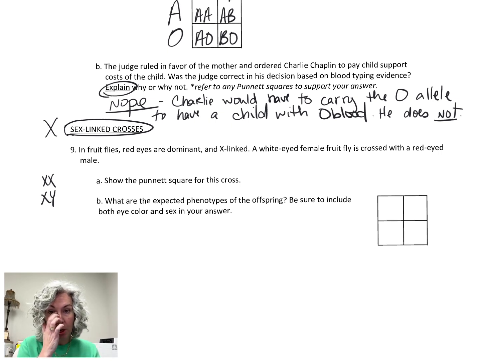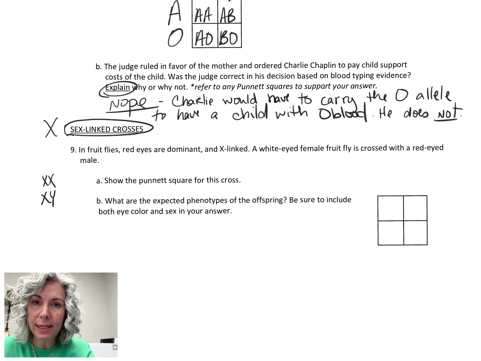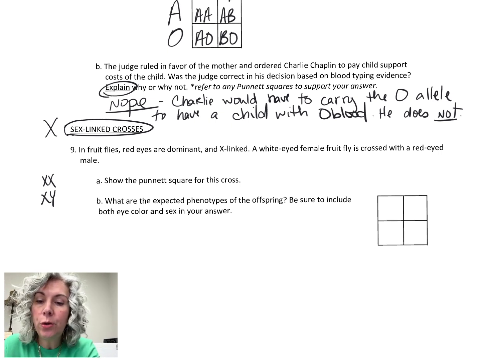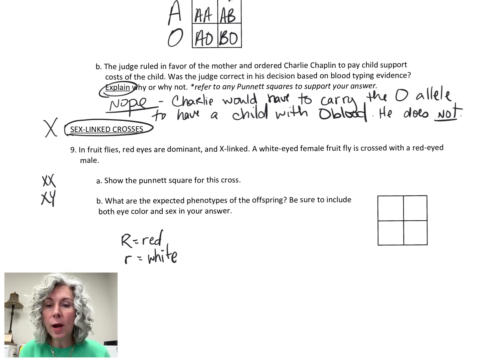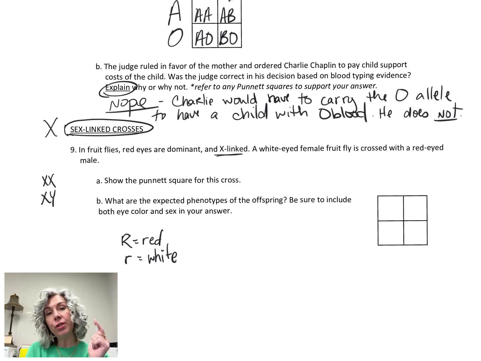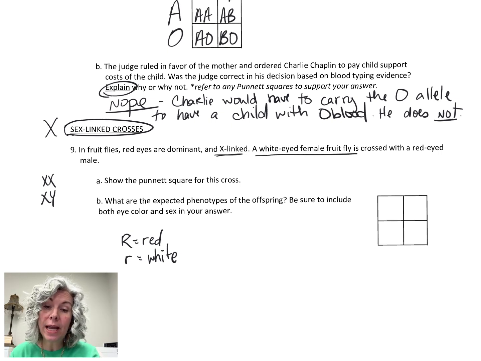All right, so here we go. Red is dominant to white. So we can use our basic key where capital R would be red, lowercase r would be white, because we have simple dominance and recessiveness here, red and white. But they're X-linked. So that means the R's have to be on the X. So we've got a white-eyed female fruit fly. White is the lowercase r.